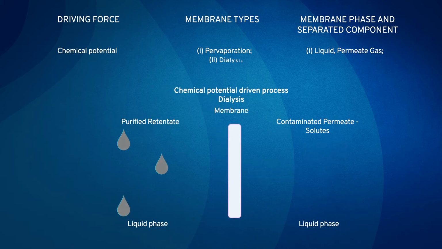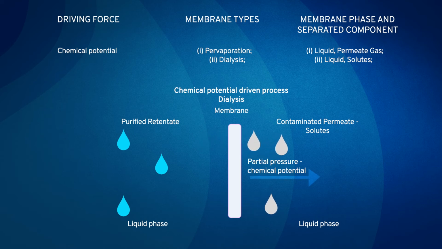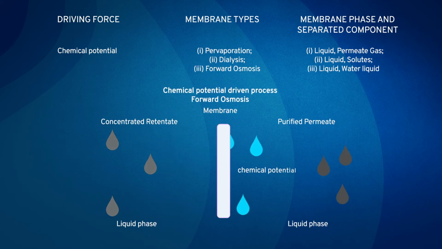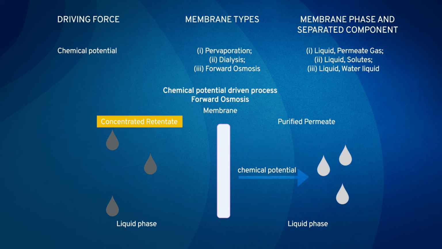The second process is dialysis, where the membrane separates components from the water in the liquid phase. Solute passes through the membrane in the liquid phase to the permeate. In this process, we are interested in the purified retentate. In the third process, forward osmosis, clean water passes through the membrane toward concentrated solution, allowing the contaminated components to be rejected by the membrane in the retentate. In this process, we are interested in the purified permeate.